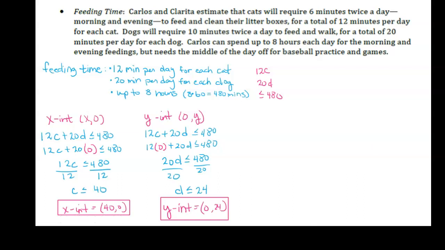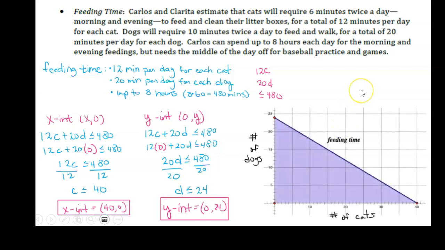Similarly, we can find the y-intercept. We know that the y-intercept is always going to have an x value of 0, so we can substitute in that 0 for our x value. In this case, our x-axis represents the cats, and we solve for the number of dogs, or the y-intercept. So when we simplify using our properties of inequality, we determine that the y-intercept is 24. This is extremely helpful because, again, it gives us the points where our boundary line is going to cross the x-axis and the y-axis.